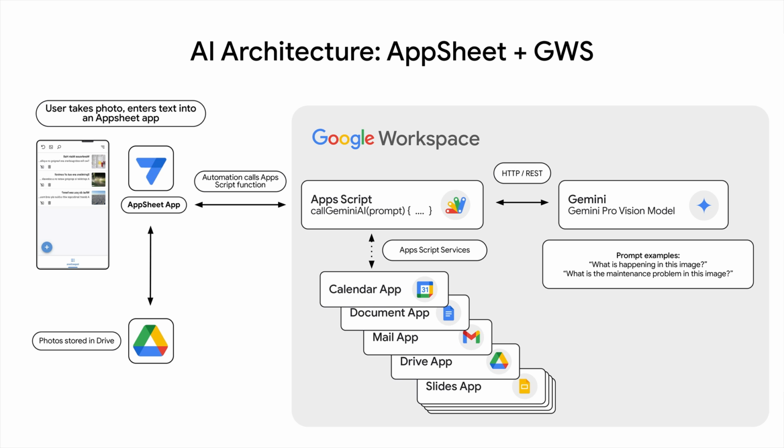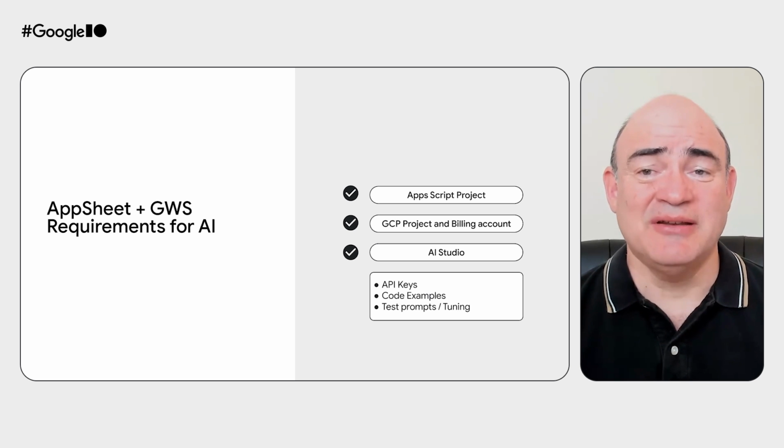Overall, the AppScript platform provides API access to more than 30 Workspace products, such as Docs, Gmail, Sheets, Slides, Drive, and so on. AppScript can also interface directly with Gemini, thus enabling rich AI-enhanced solutions, all with only a little bit of code. To use AppSheet and AppScript with AI, the following are required.